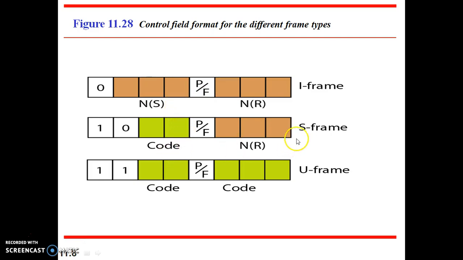So now coming to this S frame. We have 2 bits of code here, so 2 bits, that is 00, 01, 10 and 11. So 4 particular values will be there. The 4 particular values for this code are nothing but receive ready, receive not ready, reject and selective reject.